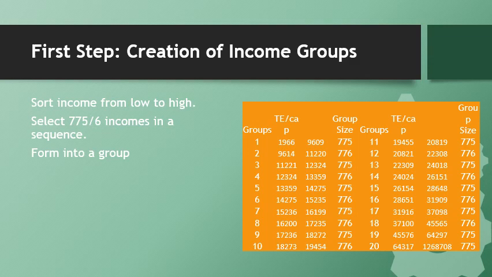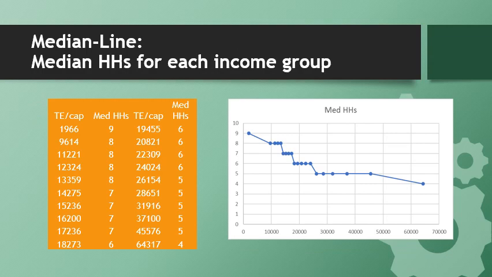So that's how we choose the sizes of the groups. So now we have income groups. Then for each of these income groups, there are 775 households, and we can calculate the median household size in these groups of 775 people. So here's the picture of the median line.